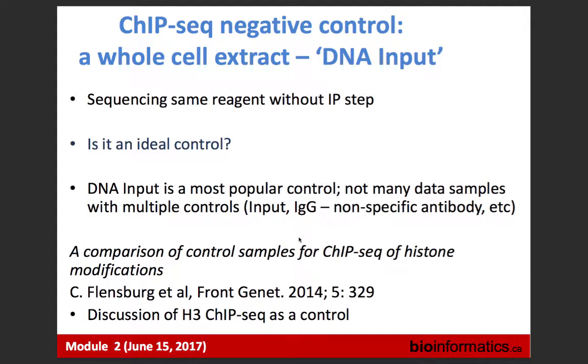Now about negative control, here is a reference for you. People discuss that, for example, in a ChIP-seq experiment with histone, an antibody raised to the entire histone 3 is a good control, and I agree, but this is a more difficult experiment, so typically, input is our control.